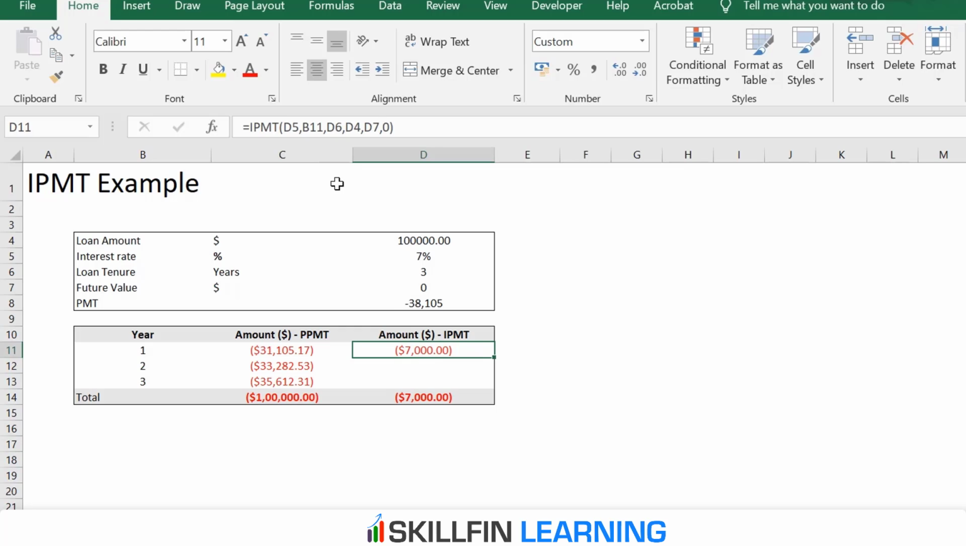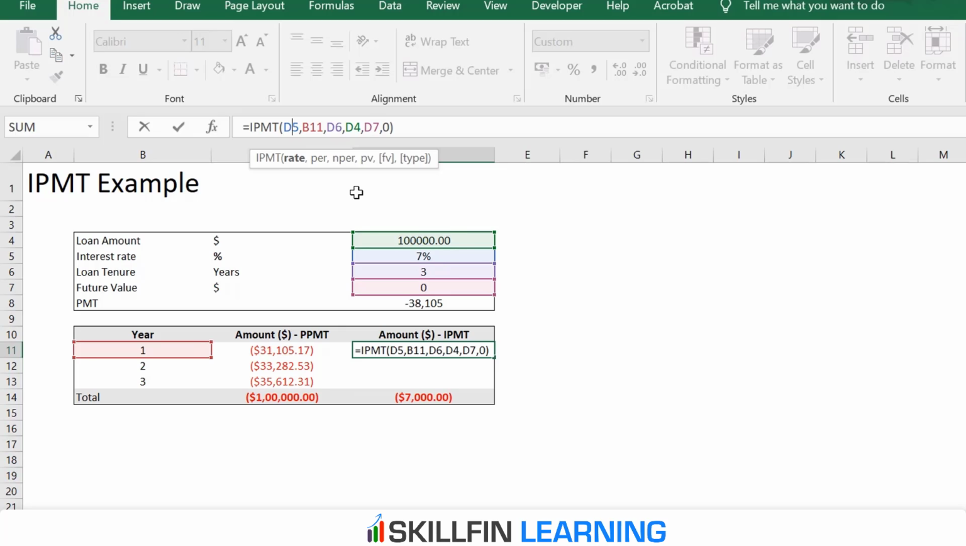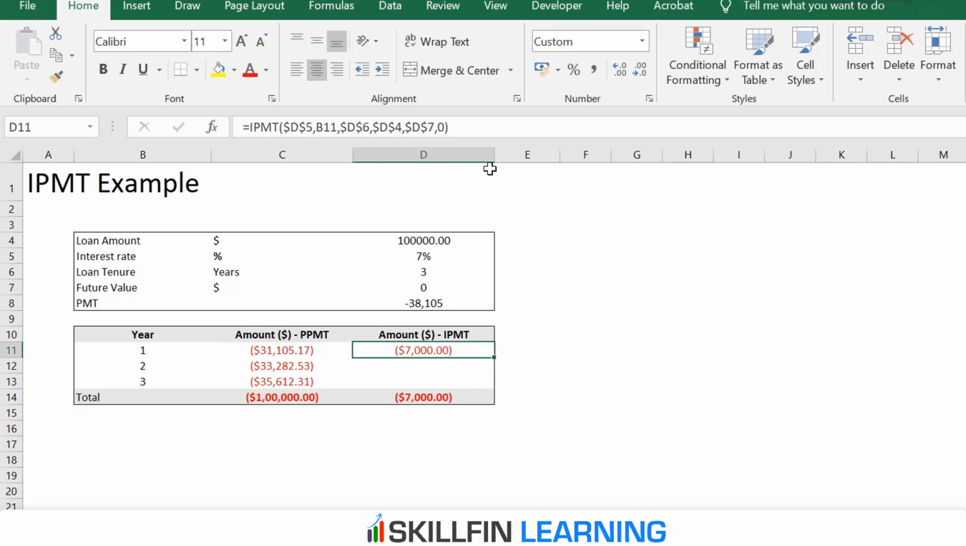Now, if we want to copy and paste this formula to other cells, we need to freeze the cells. So we'll press F4 to lock the cells and then press Ctrl C and Ctrl V to paste this formula. So we see as the loan tenure increases, the principal payment increases while the interest payment decreases.